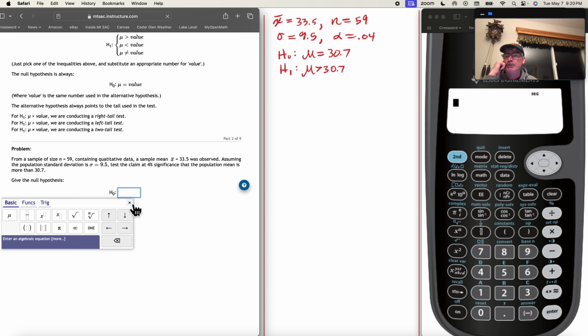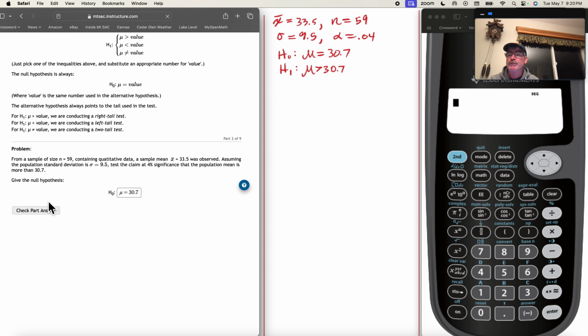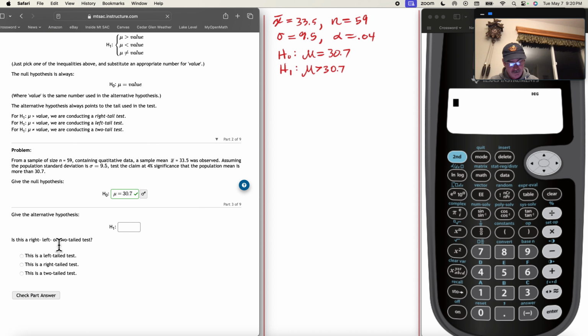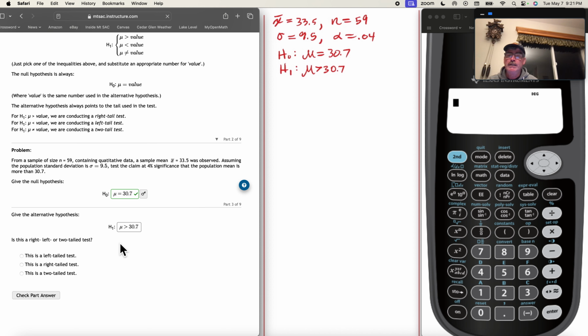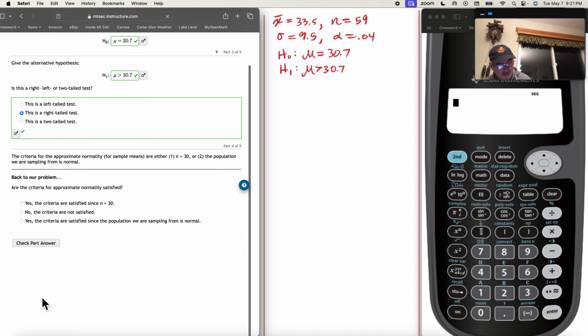So first of all, there's no mu on your keyboard, so on this little palette that pops up, you'll have to say mu, and then equals, and 30.7. Like that. That's how you have to do that. And then with the alternative, it was mu greater. So again, I'll click on mu in the palette, and then greater, 30.7. Looks great. And because it's pointing to the right, this is a right-tailed test. I think I'll make a note of that on here.